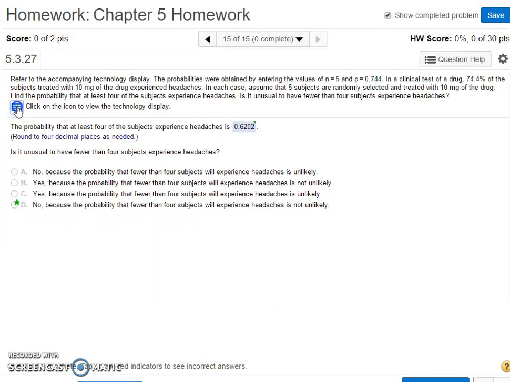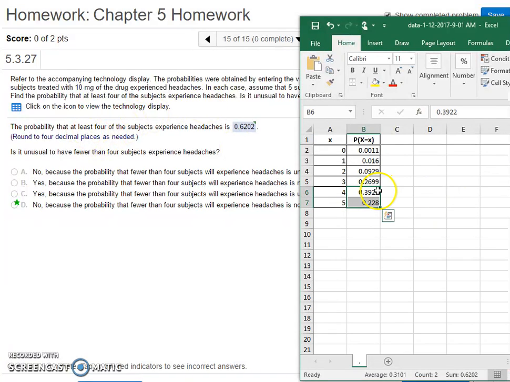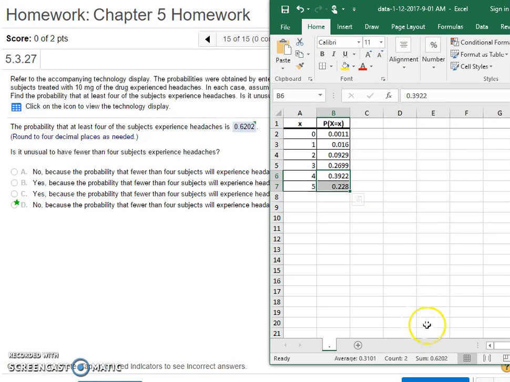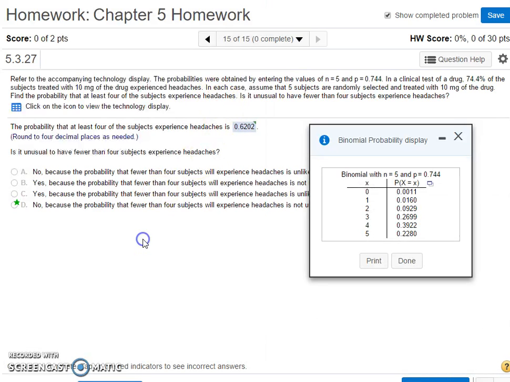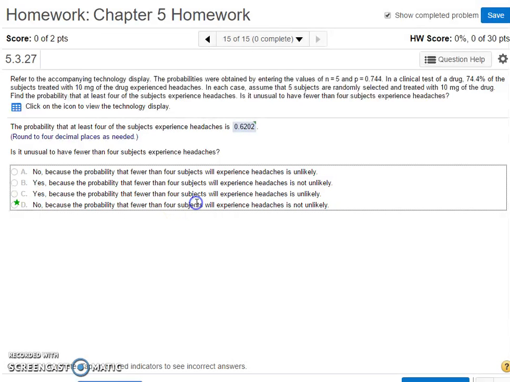So for this one, I want to definitely make sure I open up my data. You are going to want to click on this and then open in Excel. When it opens in Excel, you want to know the probability that at least 4, so that's 4 or 5. You can just select both and look at the sum down here, that's 0.6202, or you can use your calculator, or you can use a formula to add the two of them together. 0.6202. Is it unusual? No, because the probability that fewer than 4 subjects will experience a headache is not unlikely.